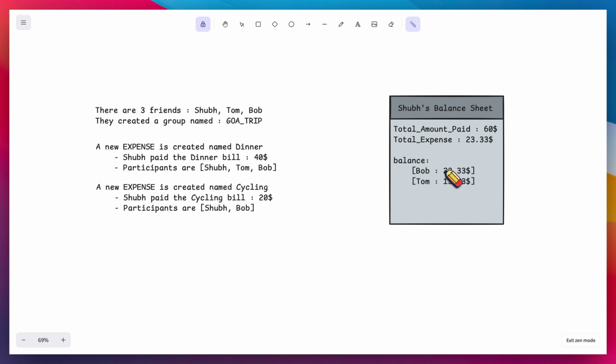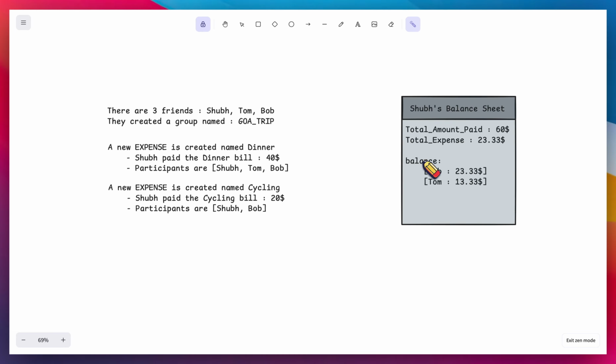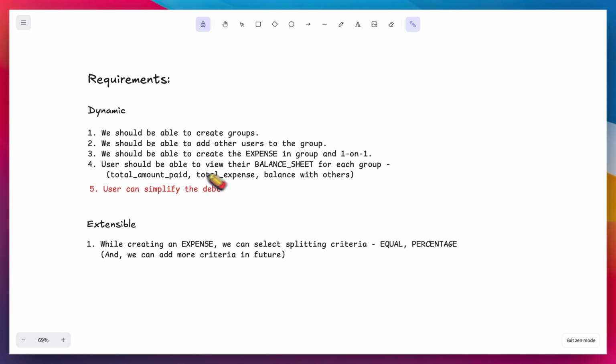Okay, because this is positive, it means that I will be getting, that is Shubh would be getting this $23. If it was negative, then Shubh would be paying Bob $23. So this is the balance sheet and these are the three attributes which would be present in that balance sheet. So that is what I have written over here. So user should be able to view their balance sheet for each group. Now this balance sheet would be different for different groups. Okay.